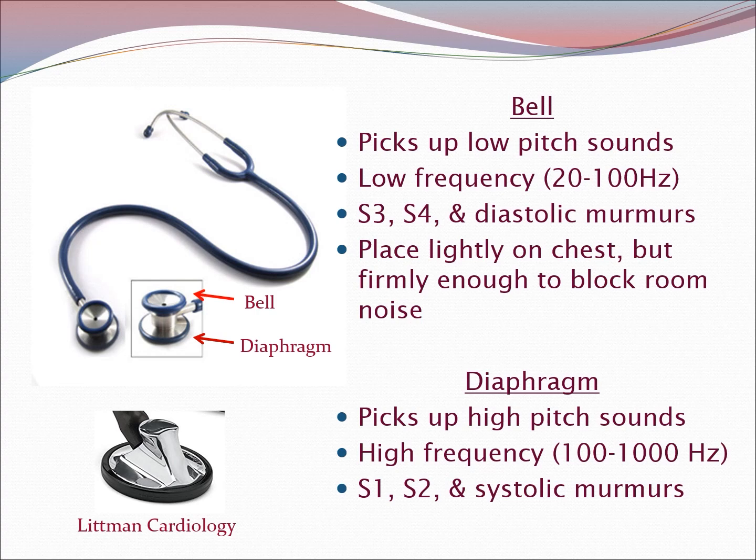The bell should be placed lightly on the chest, but firmly enough to block out the room noise. The diaphragm will pick up your higher pitch sounds or the high frequency sounds such as S1, S2, and your systolic murmurs. So the example of the stethoscope in the left upper corner shows how the bell and the diaphragm are separate. You can actually visibly see the difference.